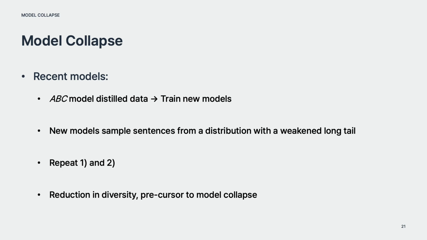This theory directly applies to modern large language model pipelines. Many pipelines follow a loop of distillation, retraining, and resampling. Each iteration weakens the long tail of the distribution, and reduced diversity is therefore an early warning signal of impending model collapse.